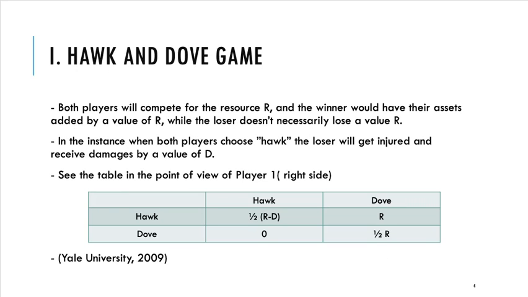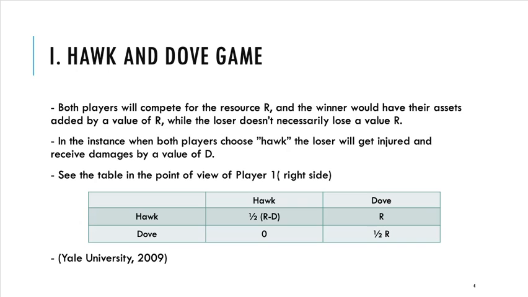This is the payoff table of the hawk and dove game. The winner would get the resource R, and the loser would not necessarily get a value of negative R. However, the player that will be injured would get a damage in the value of D. So let's look at the payoff table.